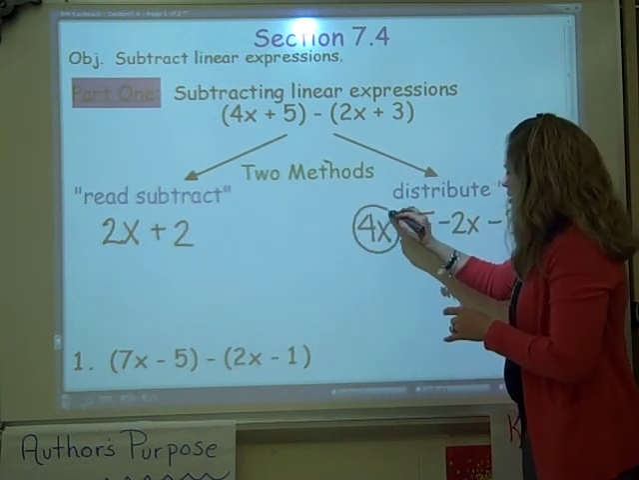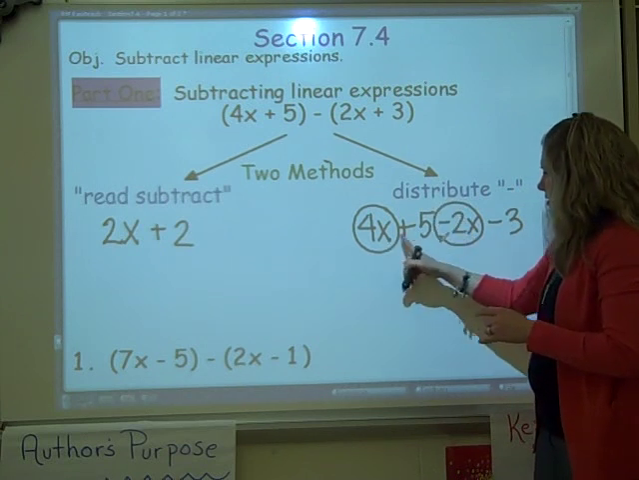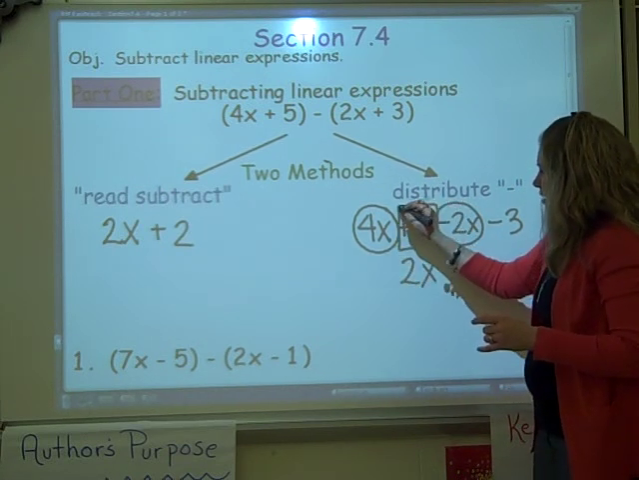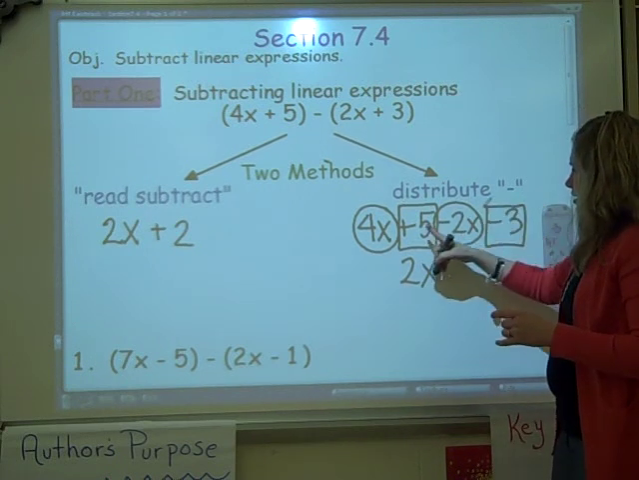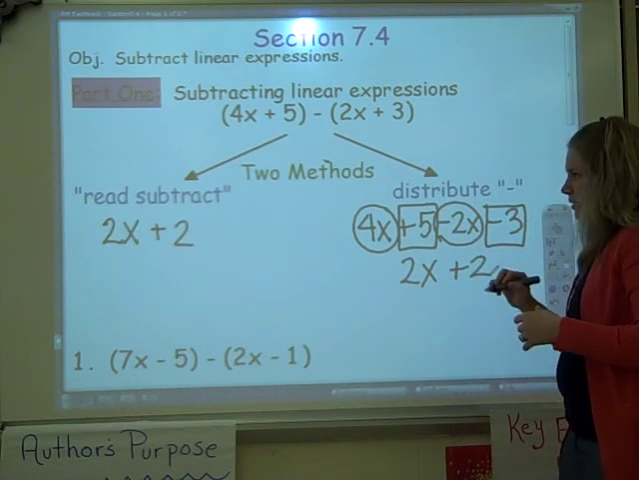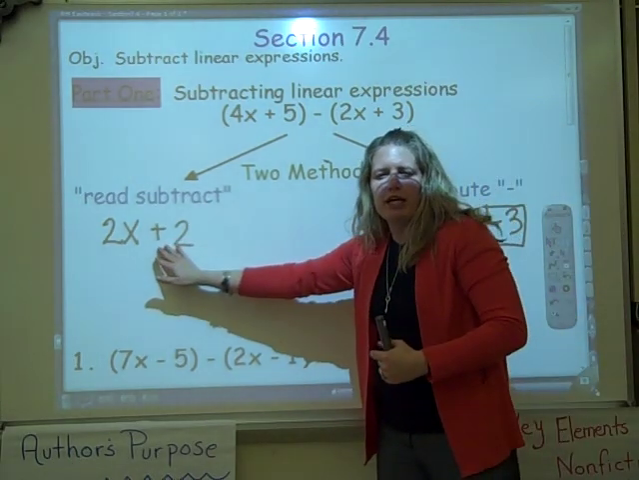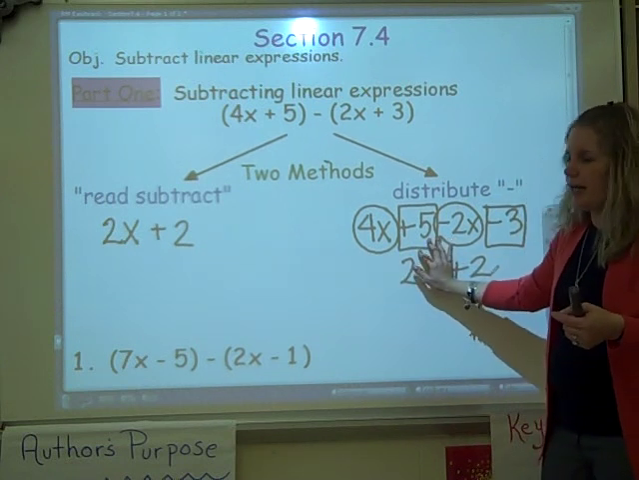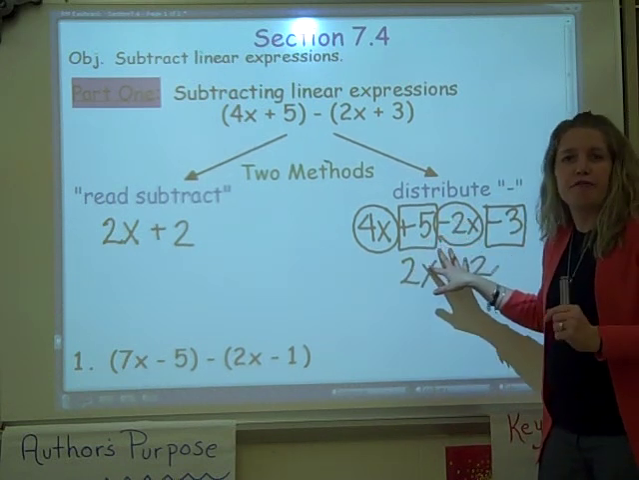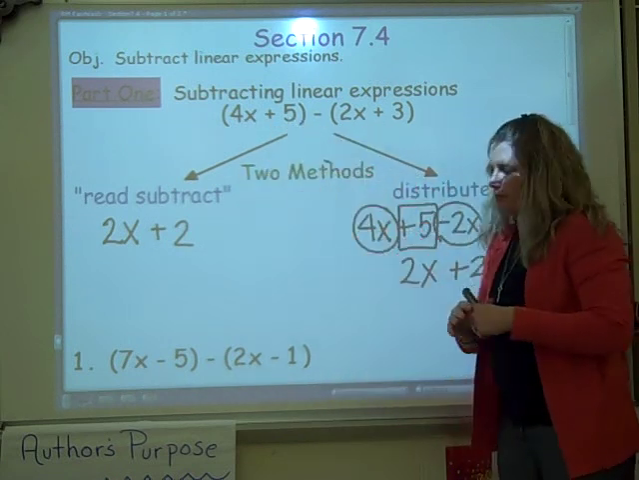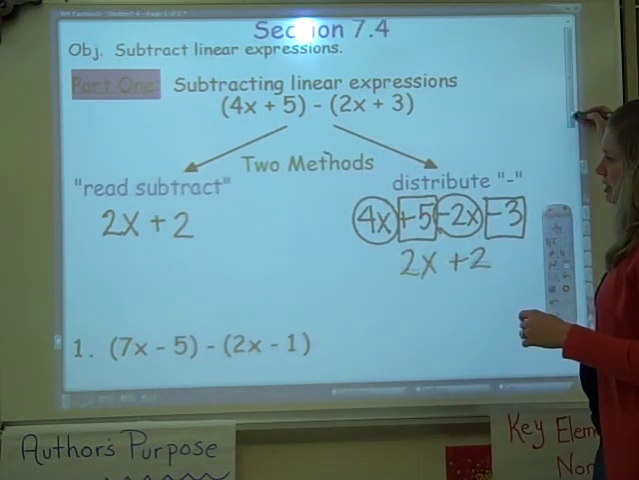4x and a minus 2x. 4x take away 2x is 2x. And then you have a plus 5 and a minus 3. 5 minus 3 is a positive 2, plus 2. Okay, so with this one, you're kind of looking at it, you've got a clear understanding. This one is if you're having a little trouble. And I expect a lot of you to be doing it this way for right now, especially when I start throwing a lot more negatives in here.